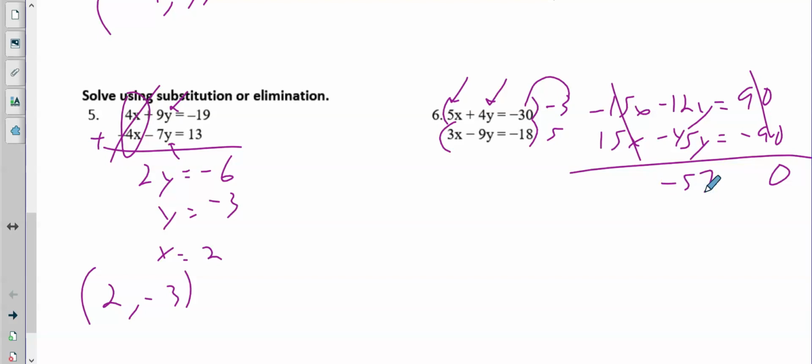And I'm going to end up with negative 57y. When I divide, yes, I get an answer. It's not no answer. It is 0.